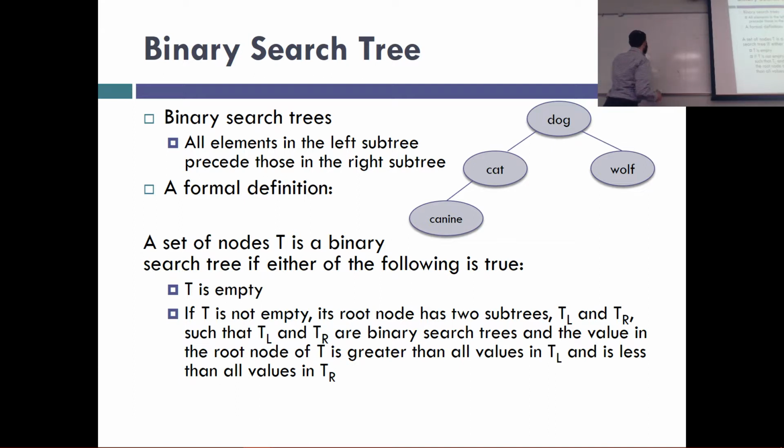Let's draw something else again. 5, 10, 0, 3, 1, 4. Something like this is a binary search tree.